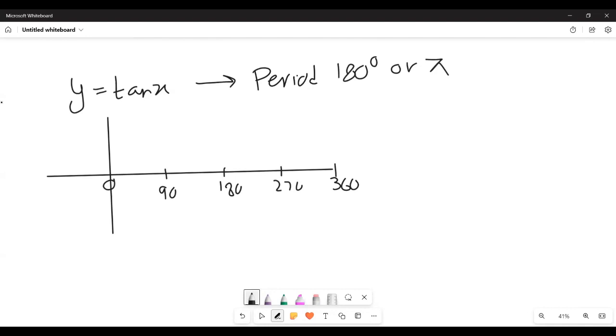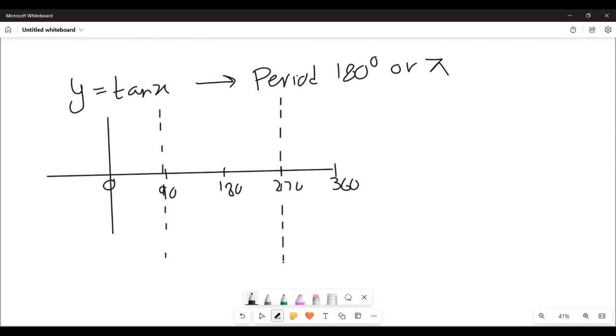Next thing you need to know is that if you find tan 90 in your calculator, you get a math error. So you show that using an asymptote here. Similarly, if you find tan 270, your calculator will say math error, so you draw an asymptote, a dotted vertical line at 270 degrees. That means there's no value of the graph of tan x at these values of x, 90 and 270.